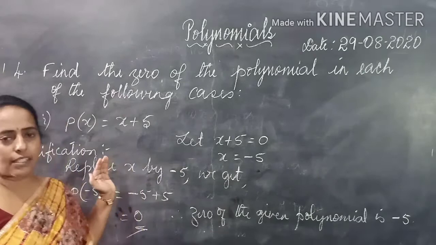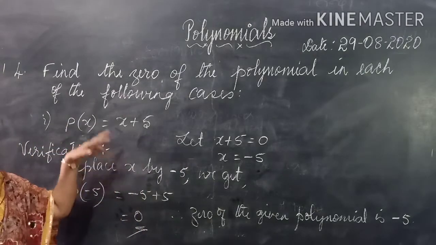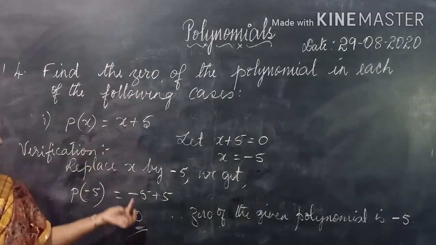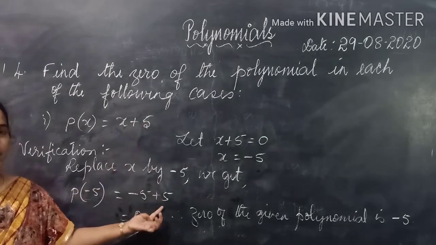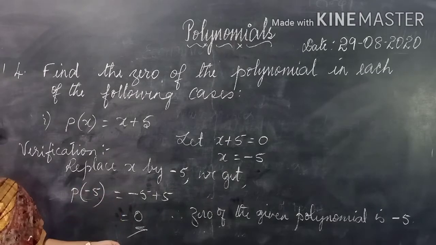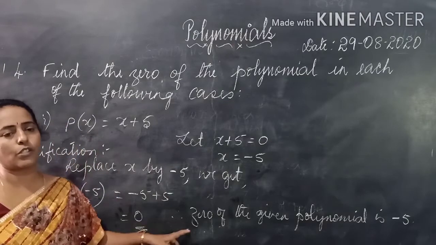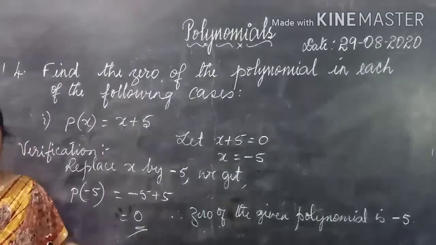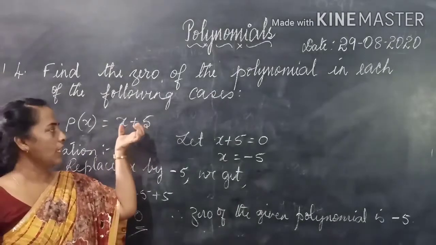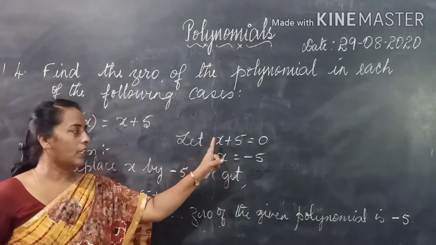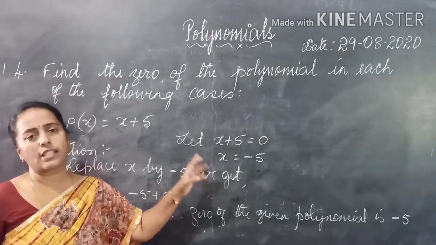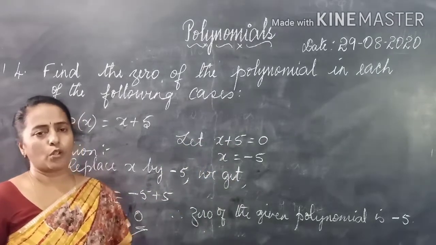Let us verify this answer. Replace x by minus 5 in the given sum. P of minus 5 equals, in the place of x, minus 5, plus 5. So, minus 5 plus 5 gives 0. Since the value of the polynomial is 0, the substituted value, that is the x value, is known as the zero of the polynomial. When a polynomial is given, to get its zero, you have to equate the given polynomial to 0, then keep x on the left side and take all the values to the right side. The value you get for x is known as the zero of the polynomial.